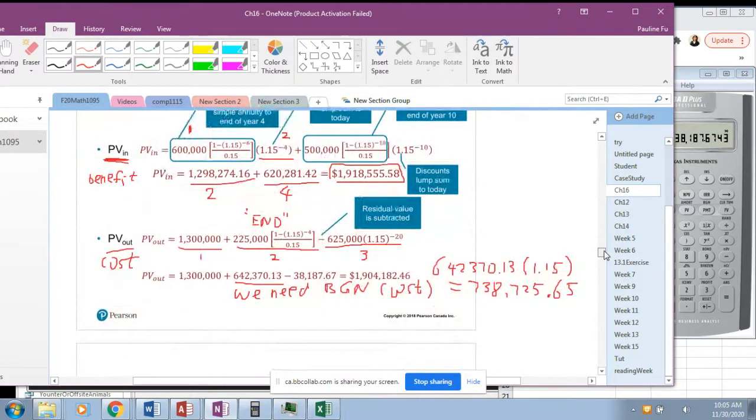Now let's look at the formula. The formula is here, for the cost. The formula involved in step 2 is present value equal to PMT times 1 minus 1 plus I raised to power negative N, over I. And for step 3, the formula is present value equal to future value times 1 plus I raised to power negative N.